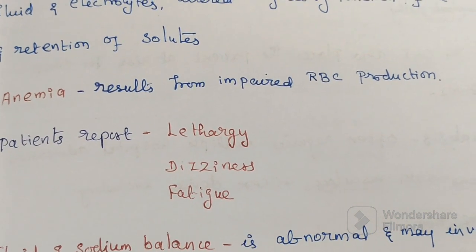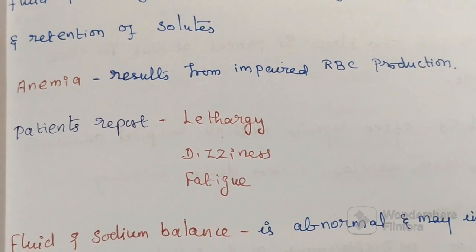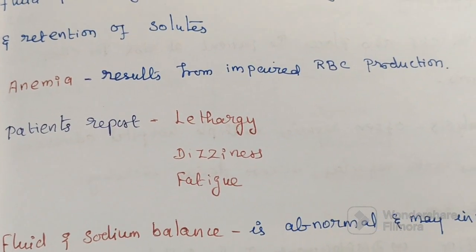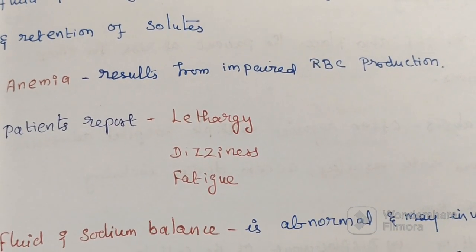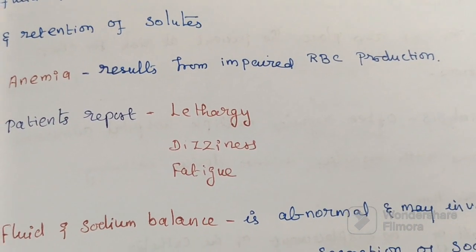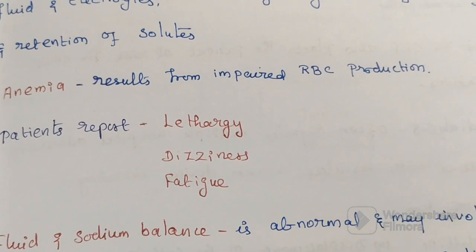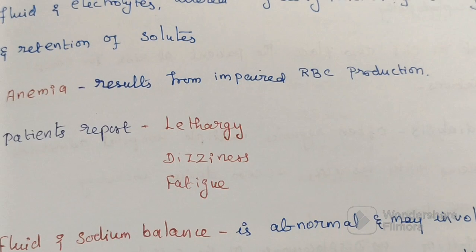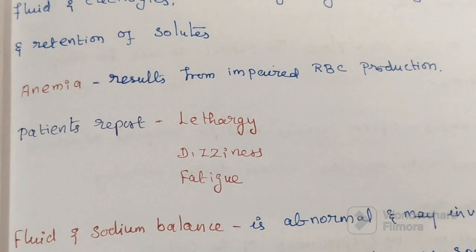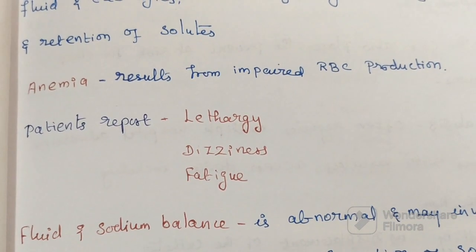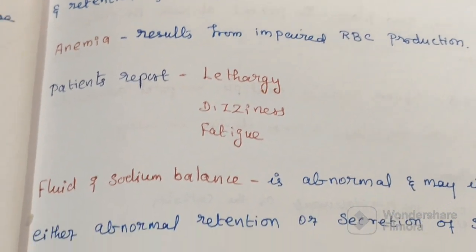Anemia results from impaired RBC production. So the patient reports lethargy, dizziness and fatigue.